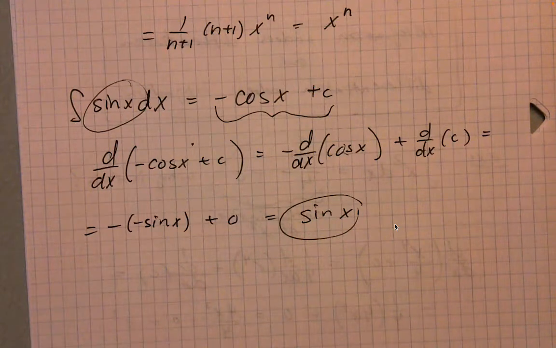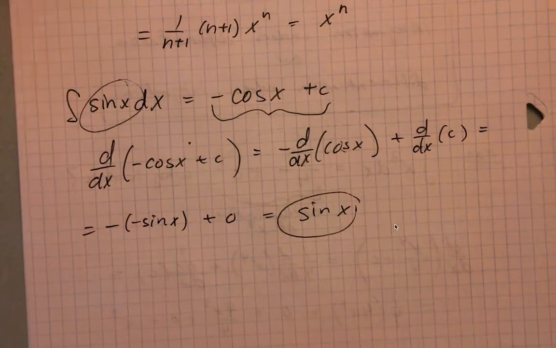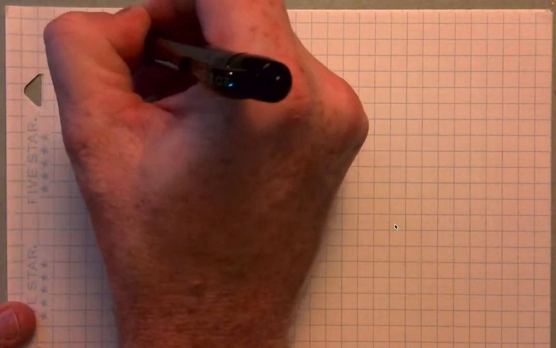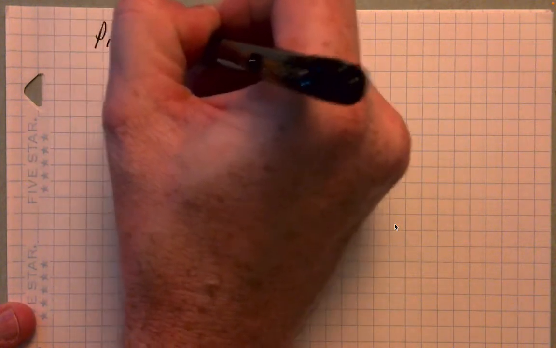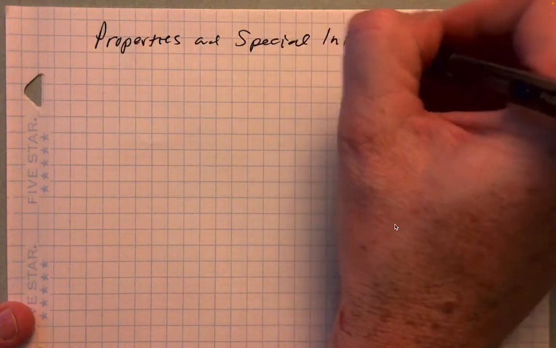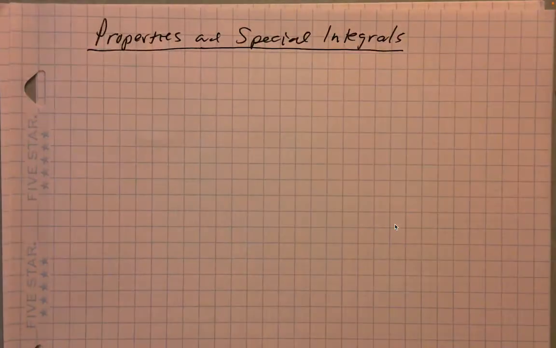Okay, we can get a whole bunch of them like this. So we'll go through a list in a second here of all of these. But before we do that, I want to take a second to look at a few special integrals, or almost like properties of the indefinite integrals. So, properties and special integrals, we'll just call this out quick. Okay, properties and special integrals.